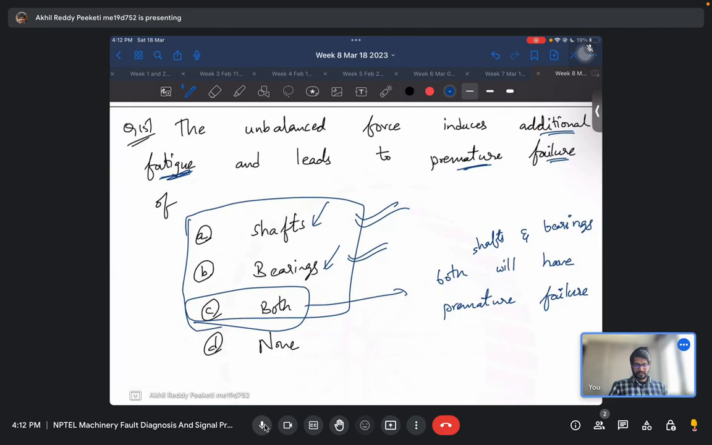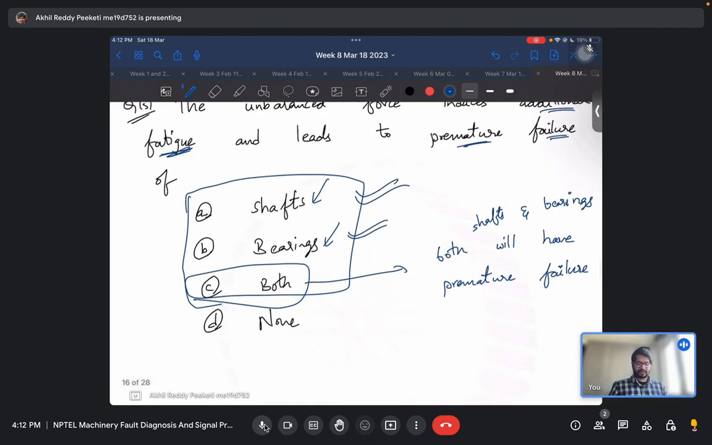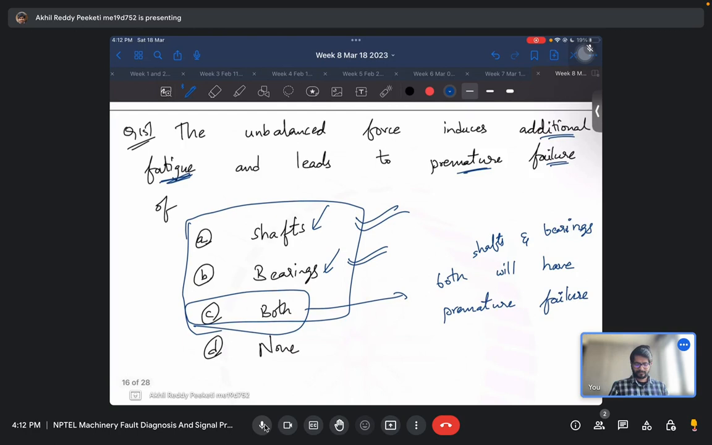Now, the unbalanced force induces additional fatigue and leads to premature failure. If there is any unbalanced force, then it acts on both the shafts and the bearings. Due to that, it could lead to premature failure of both shafts and bearings.